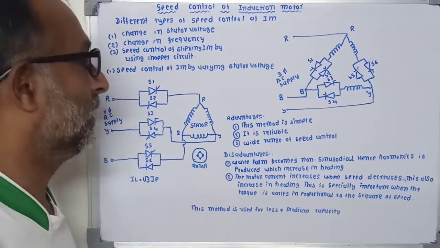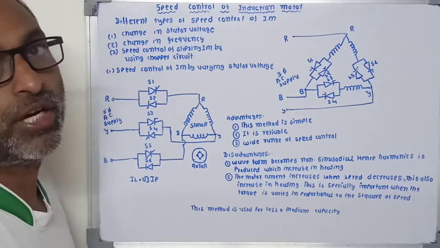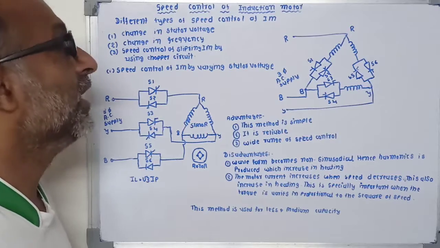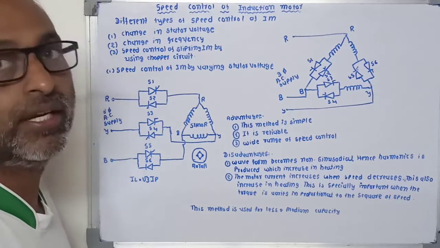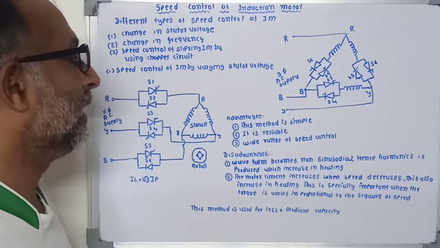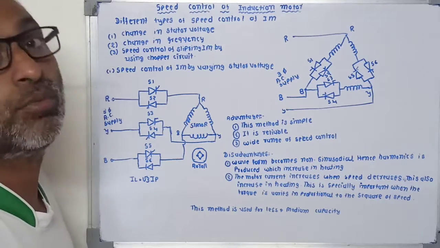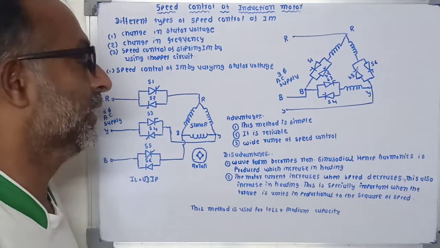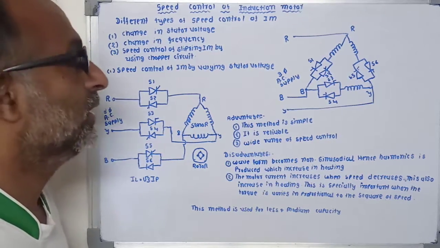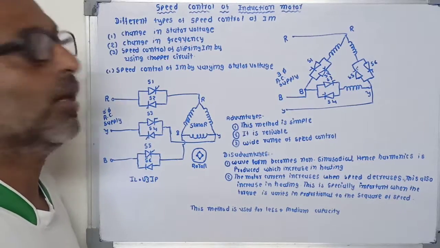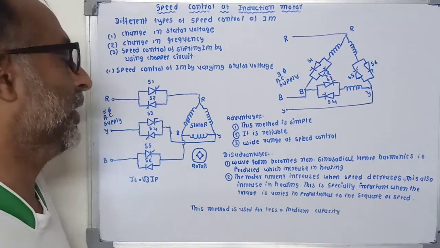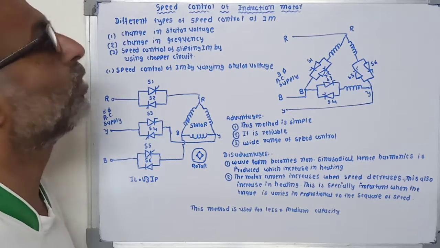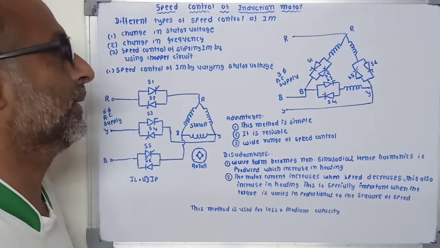Now, disadvantages. First, the waveform becomes non-sinusoidal, so harmonics are produced, which increase the heating in the windings. Second, the motor current increases when speed is decreased. This also increases the heating. This is especially important when the torque is proportional to the square of the speed. These are the disadvantages of speed control of induction motor by using SCRs.